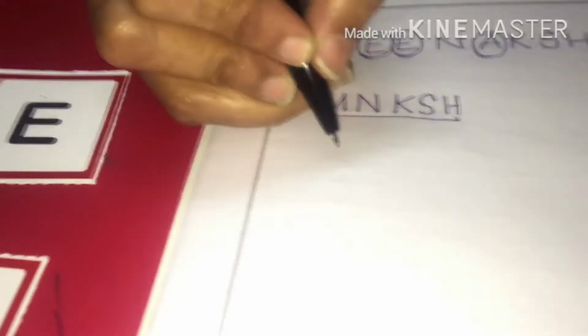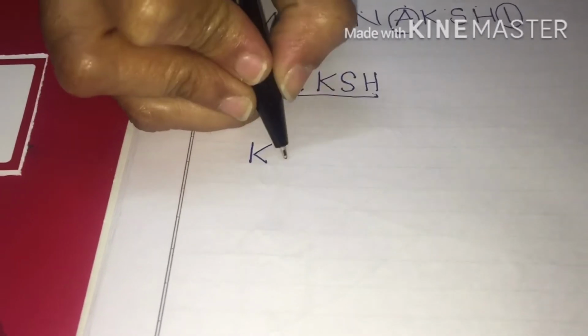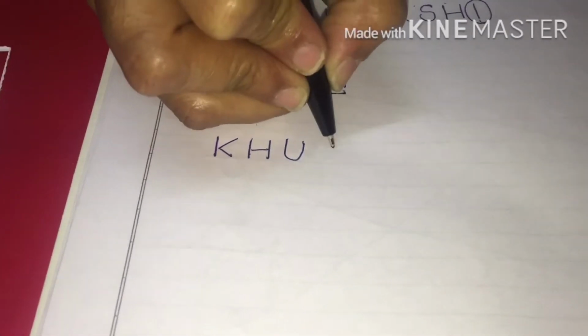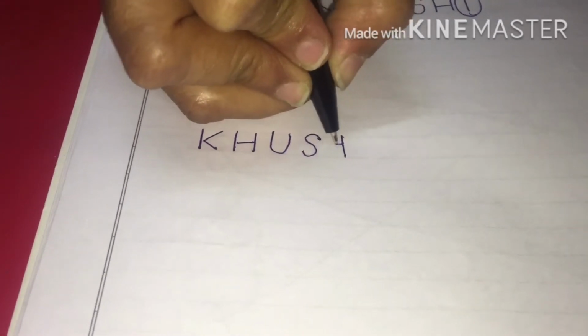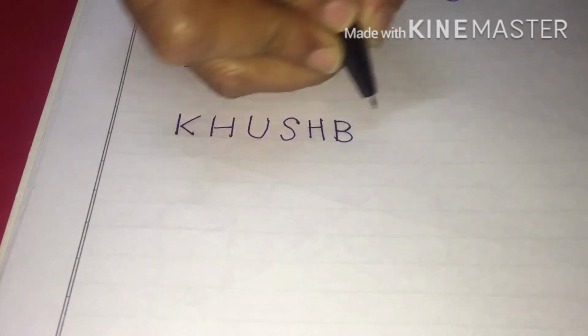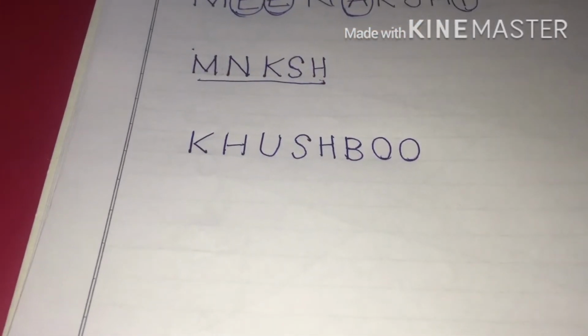Okay, tell me your name. Suppose you are Khushbu. Okay? You are Khushbu, and the spelling of Khushbu is K-H-U-S-H-B-U. So let's find out the vowels inside this name.